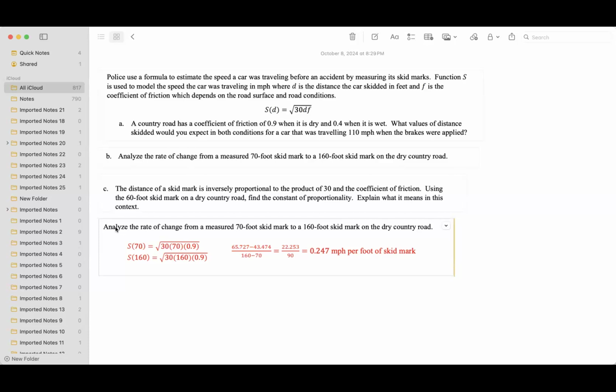No, so what I did is 65.727 times 70, no, times 160 minus 43 times 70. I get it. That is the difference in y by the difference in x, which is the rate of change. Got it? Yeah. Okay.